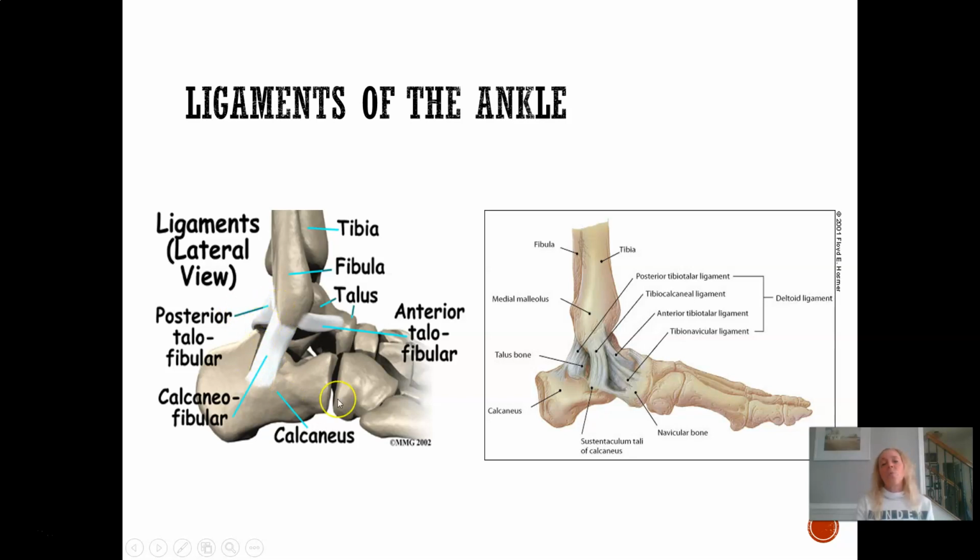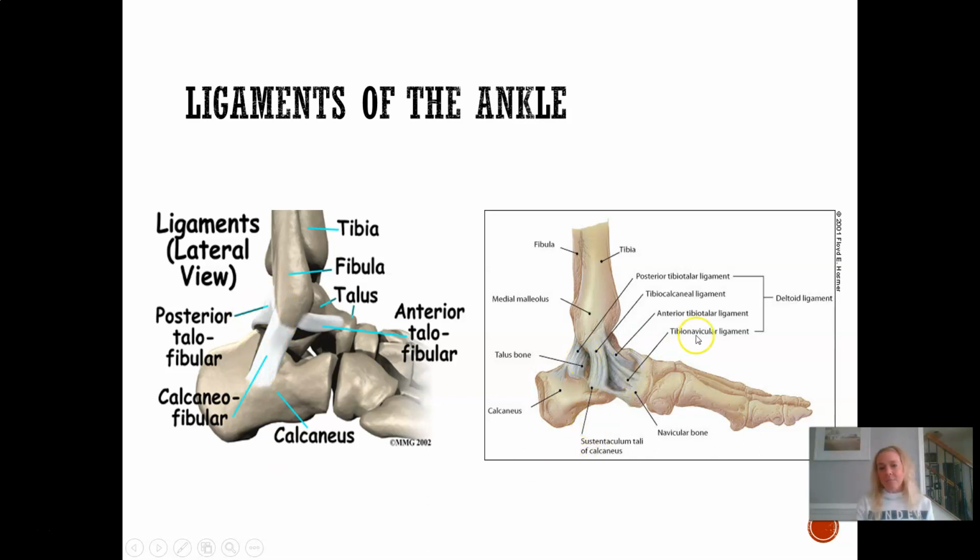PTF. Whenever you have a lateral ankle sprain, the ligaments tend to get stretched or injured in a predictable order, and it goes this way. So it's going to start, the ATF is your most commonly injured ligament at the ankle, followed by the CF, and then back to your PTF as well.